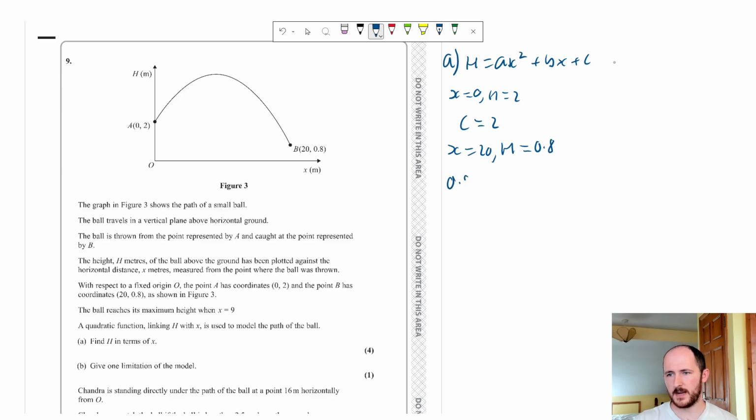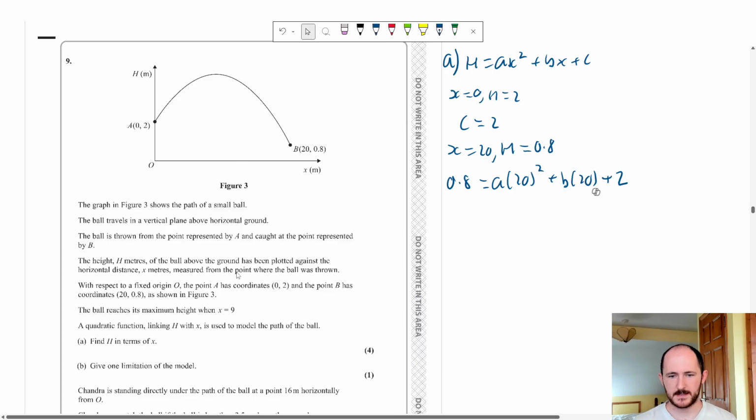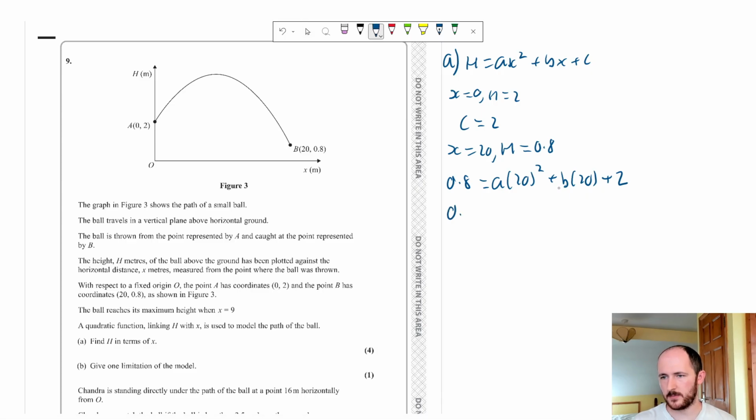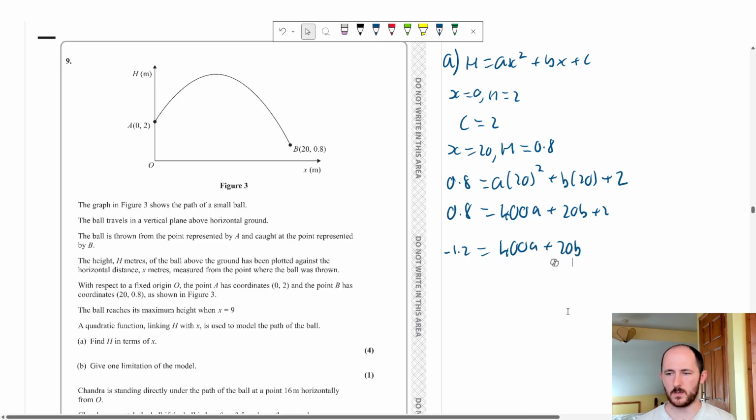So we're going to have 0.8 equals a times 20 squared plus b times 20 plus 2. Perfect, let's sub all that in. So we have 0.8 equals 400a plus 20b plus 2. So move the 2 over, we get minus 1.2 equals 400a plus 20b. Now you might think, okay, there's two unknowns. There must be another equation that we can solve, which is 100% true.